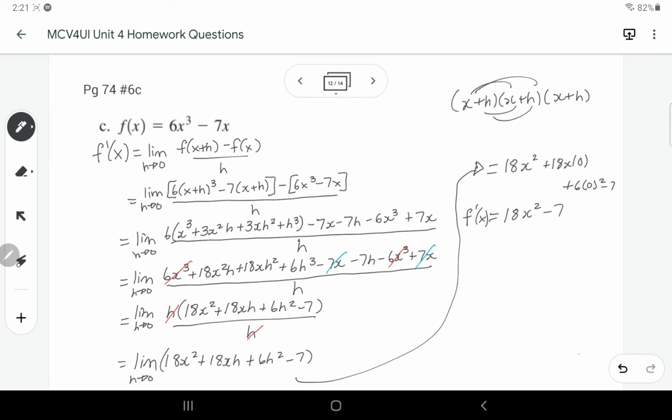Pretty big and pretty messy. Whenever you get bigger than a quadratic, it ends up being a lot of terms to multiply out.